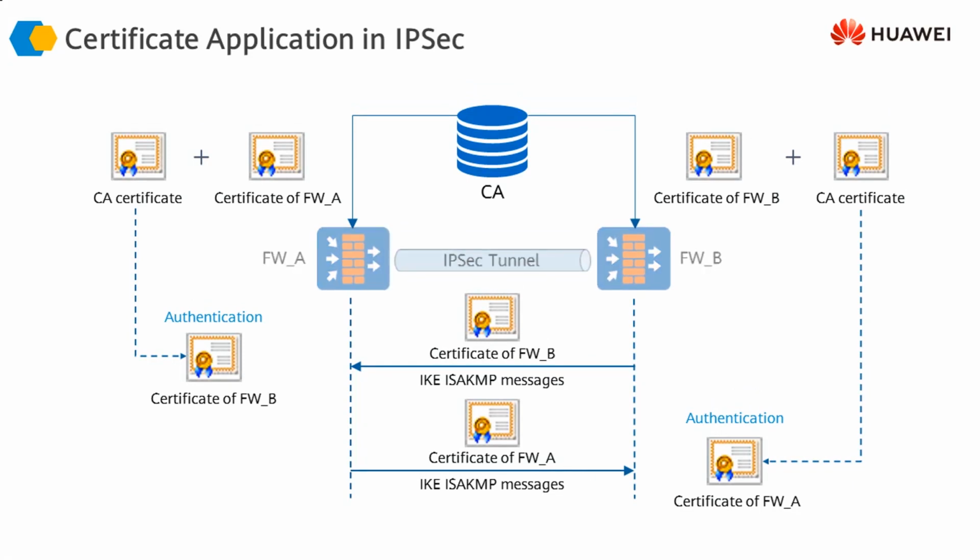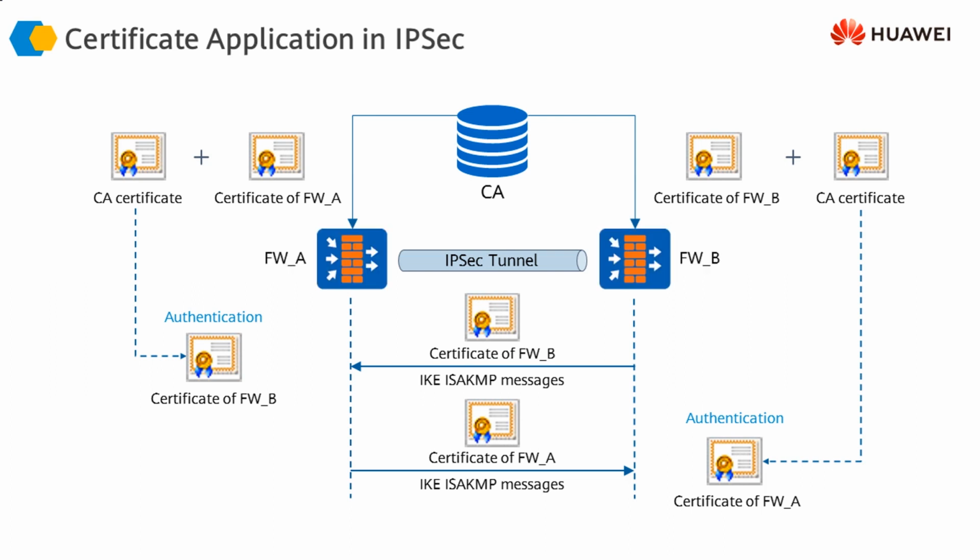As you can see, the two firewalls, in order to establish the IPsec tunnel, need to authenticate each other. They are going to authenticate each other using each other's certificates. We call these the local certificates. So this is a certificate of firewall B and this is the local certificate of firewall A. Plus, firewall A is also going to have the CA certificate, the guarantor certificate. So these two certificates together are going to be stored with firewall A, and similarly these two certificates are going to be stored with firewall B.